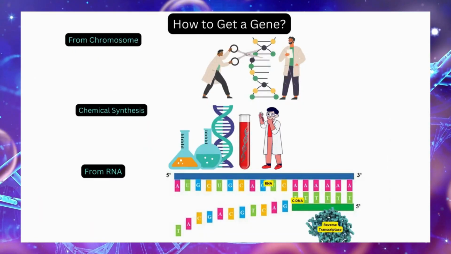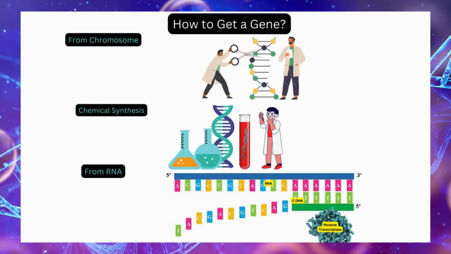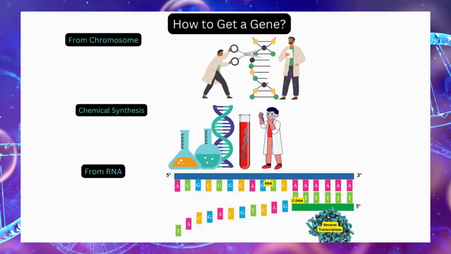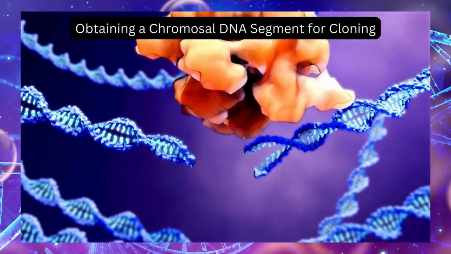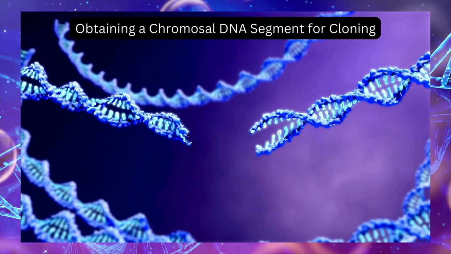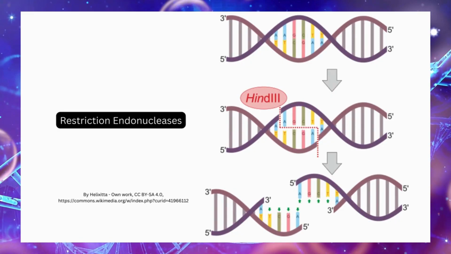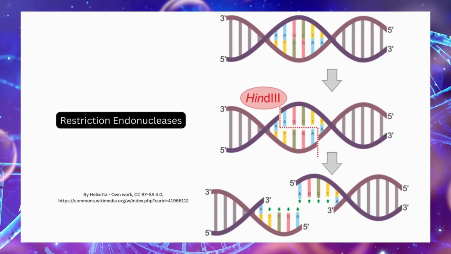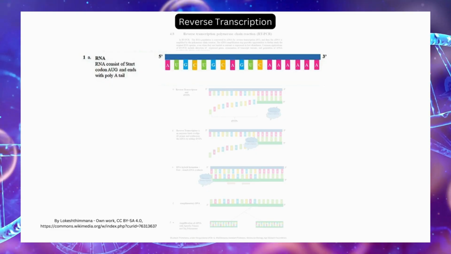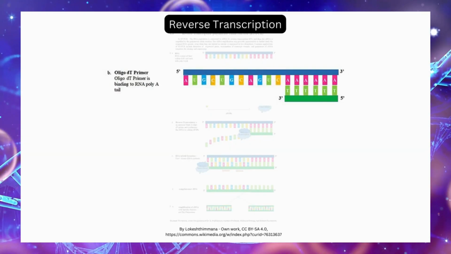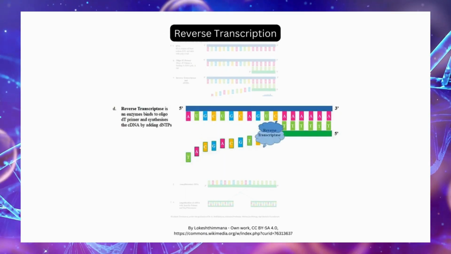There are three possible ways to get the genes of interest: to isolate it from chromosomes, to synthesize it chemically, and to make it from messenger RNA. Genes can be isolated from the chromosomes by cutting the chromosomes on the flanking or neighboring sites of the gene using specific enzymes known as restriction endonucleases. Another very common method of getting the gene is to synthesize it in the laboratory from messenger RNA using reverse transcriptase. This DNA molecule is called complementary DNA or cDNA.